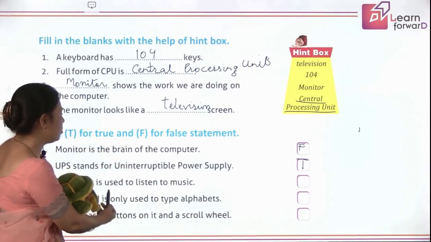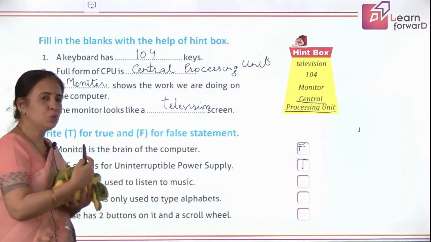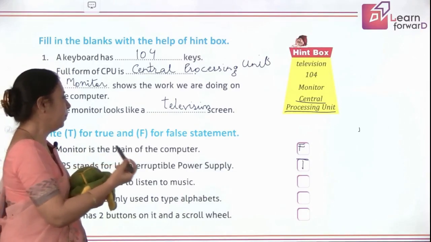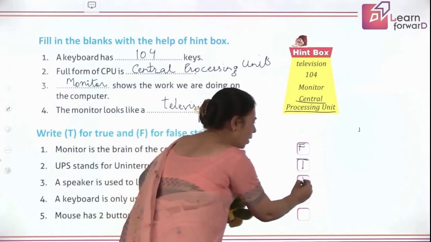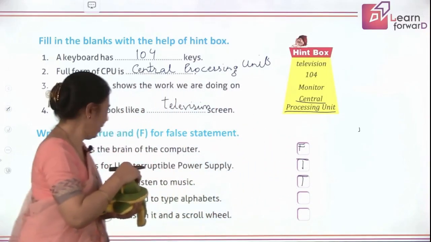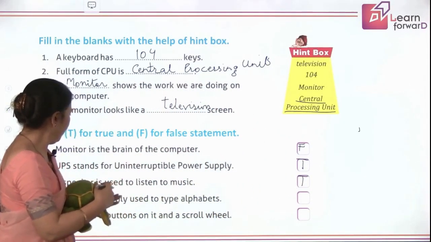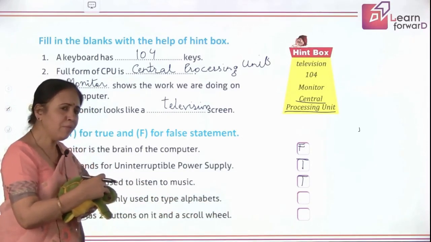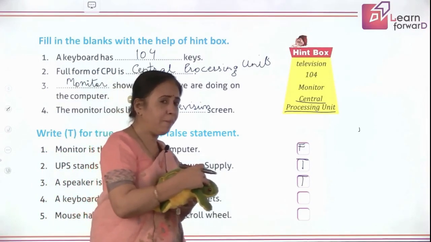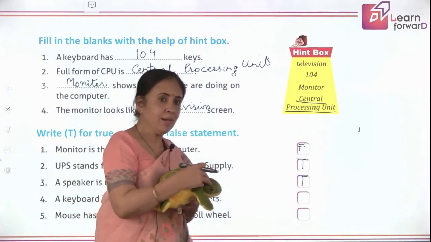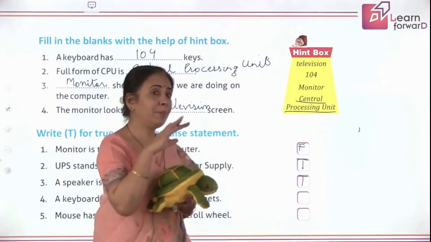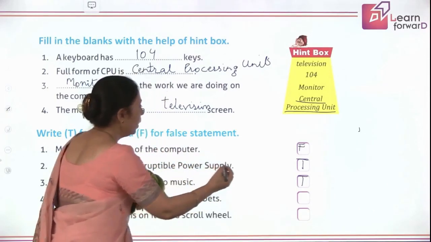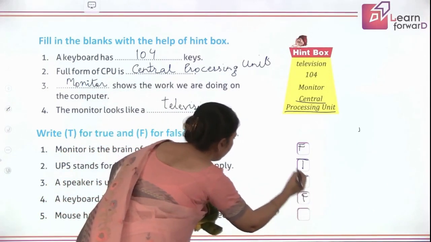And let's see the third sentence. The speaker is used to listen to music. Do we listen to the music by speaker? Tell me. No. Okay. And then keyboard is only used to type the alphabets. Can we only type alphabets with the keyboard? Oh no, yes, you are saying right. We can type numbers, we can type special characters with the keyboard. So, this is again false.